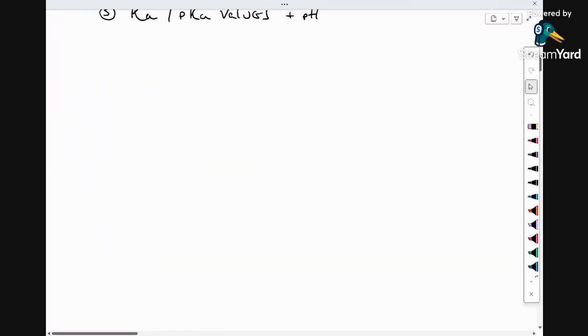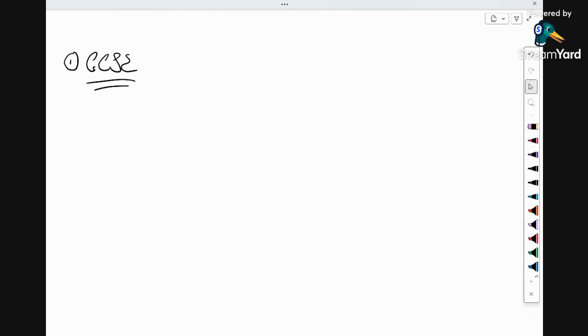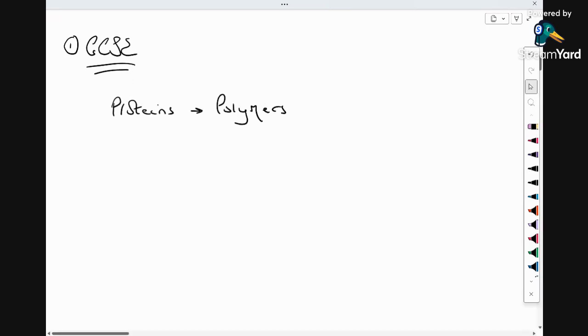The first thing we're going to look at is our GCSE recap. And what you should remember, hopefully, or if not, at least pay attention to this bit a little bit more, perhaps. From GCSE, we know that proteins are examples of polymers. Okay, they are large molecules made up of repeating units of monomers.